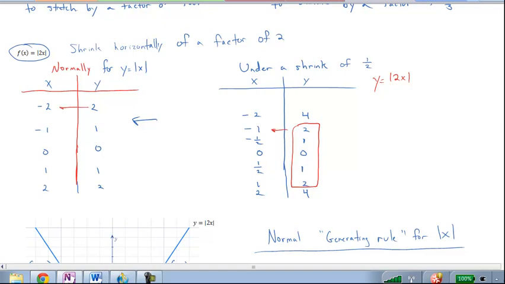Before, 2 went with minus 2. Now 2 goes with minus 1. 1 goes with minus 1/2. 0 stays where it is because 0 is not affected by multiplication. 1 goes with 1/2, and 2 goes with 1. So leaving the y's the same, taking that same set of y's, the x's they correspond with are each half as much as the x in the original function y equals absolute value of x.